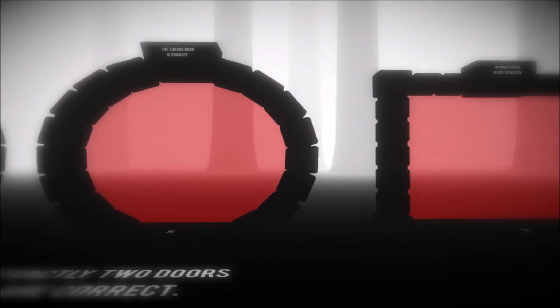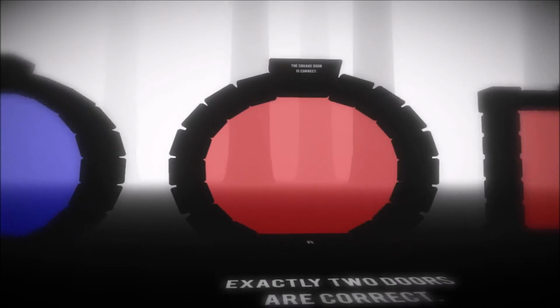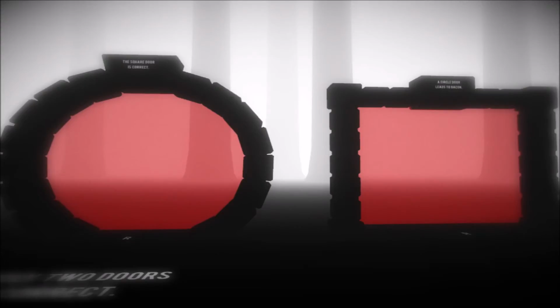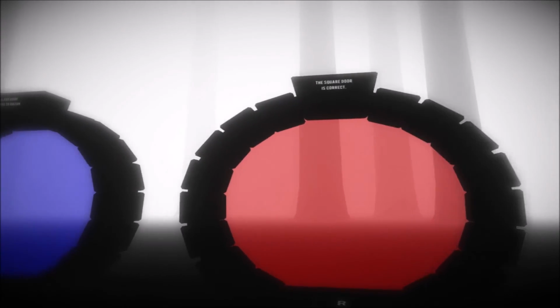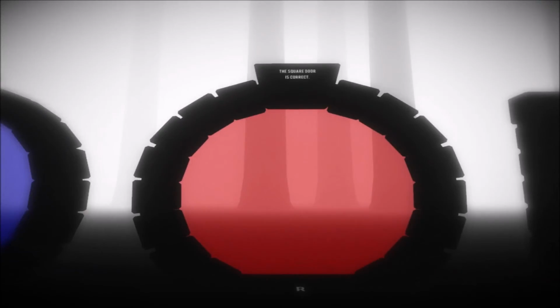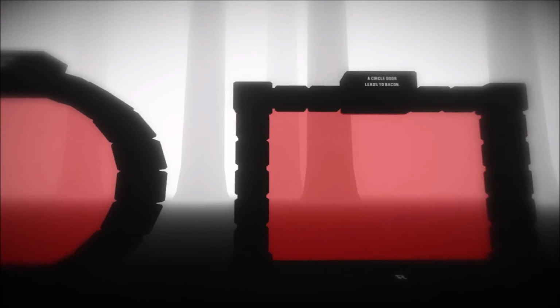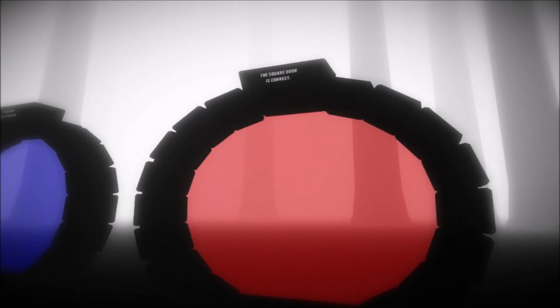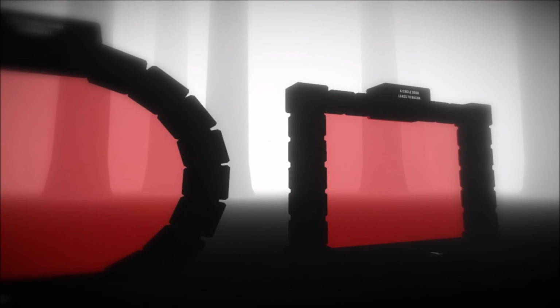Now, exactly 2 doors are correct. Oh, wait, I did that wrong. If blue is correct, then blue is false. Red would be... the square would be correct. Okay. Oh, that was bad.